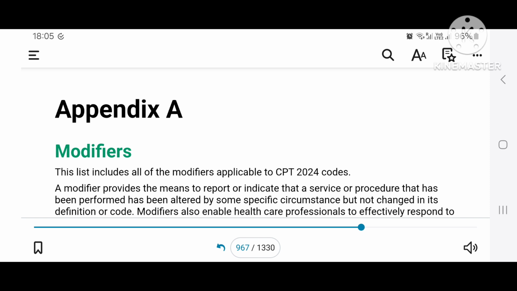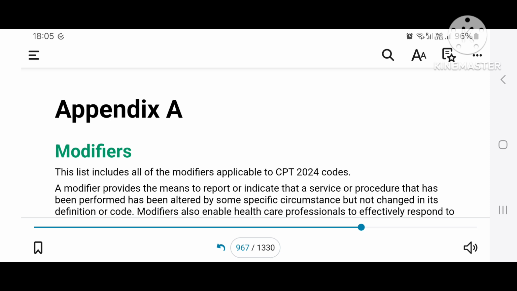And in the new books nowadays, on the cover page itself they give their modifiers and also their explanation there. A short explanation will be given on the cover page of CPT book. So if you want to check modifiers during the exam, you don't have to come and check this appendix A. You can check it on the cover page of CPT book. So now we will see about the modifiers.